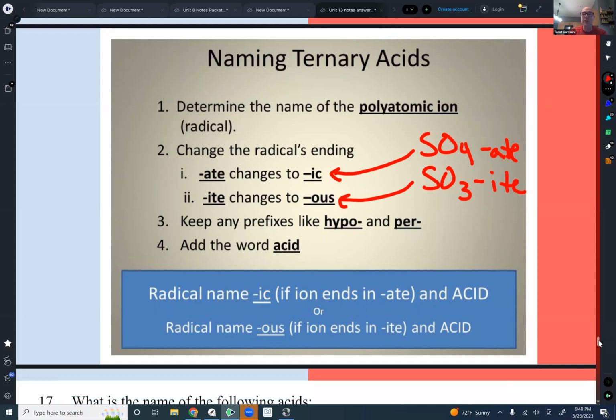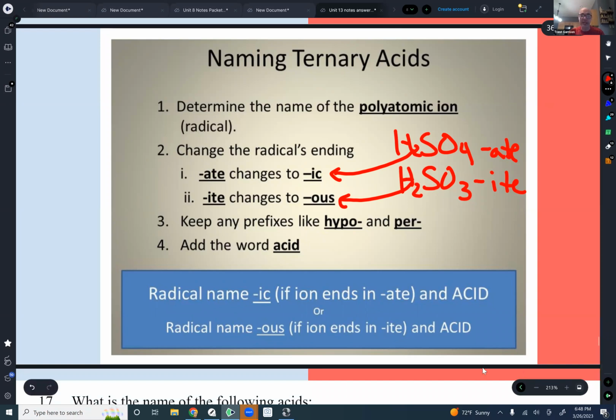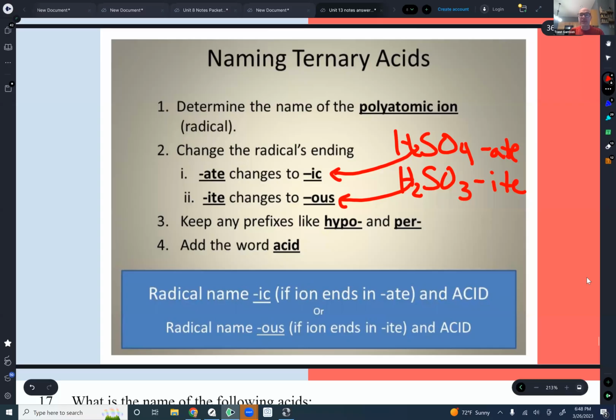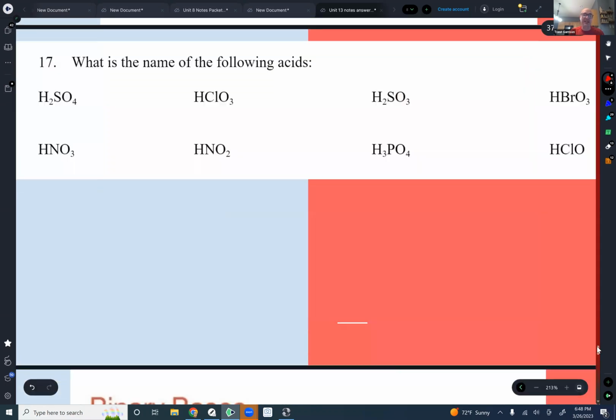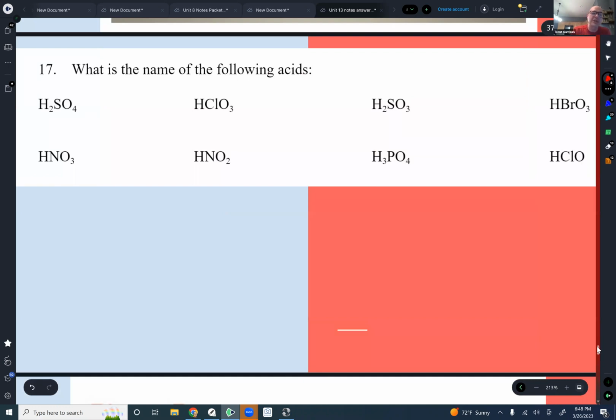So if we were to make these into acids, H2SO4 and H2SO3, now we would have sulfuric acid and sulfurous acid as the two different types of acids here. So let's continue with this idea. Here it is. That was sulfuric acid. And then here is sulfurous acid.